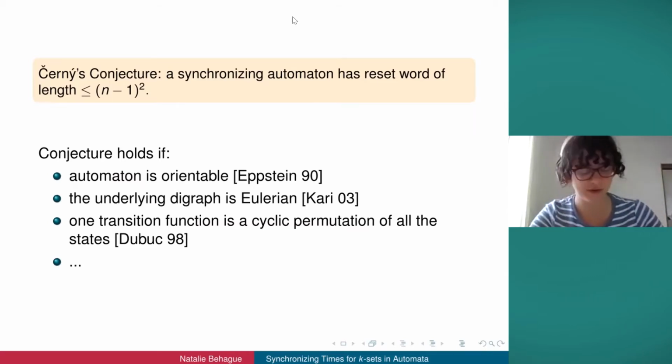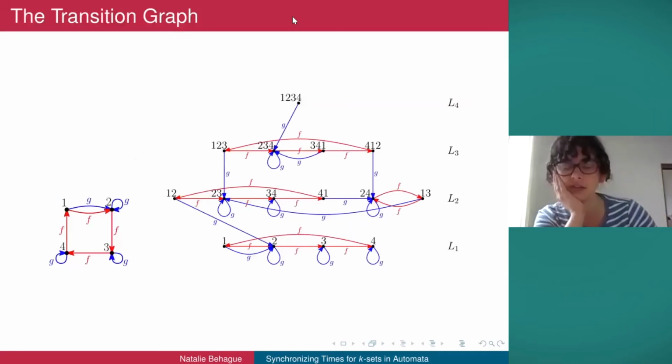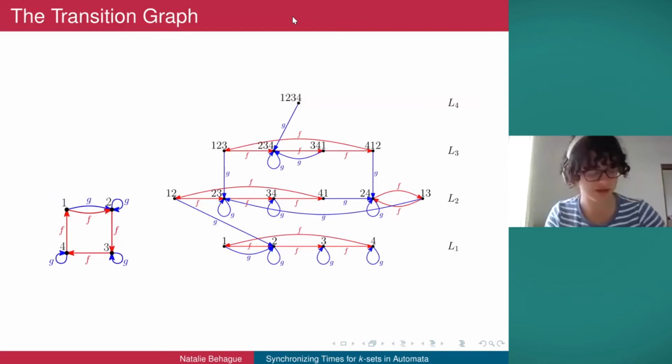So what am I going to say next? I'm going to introduce you to a different way of drawing these automata. So here's my favorite automaton, a 1, 2, 3, 4 state automaton. And a different way of drawing them, I call a transition graph. You could also think of it as the power set automaton.